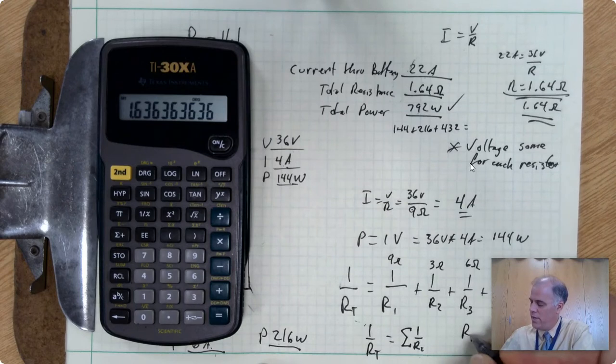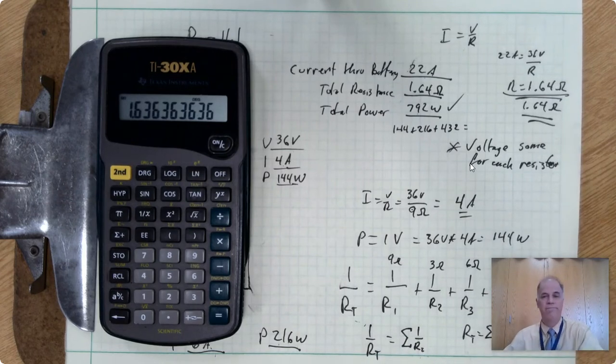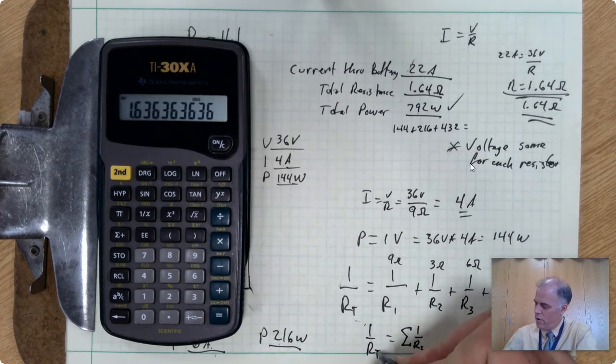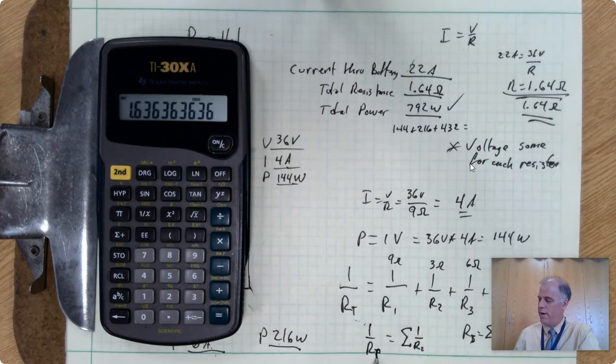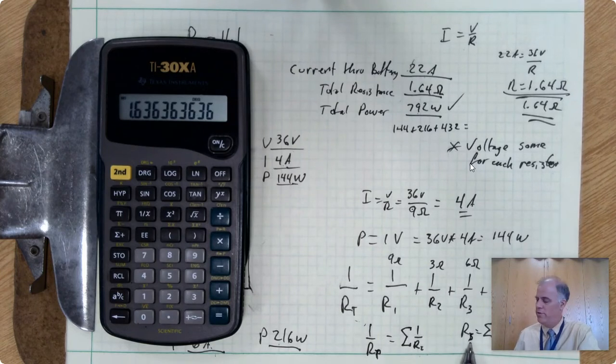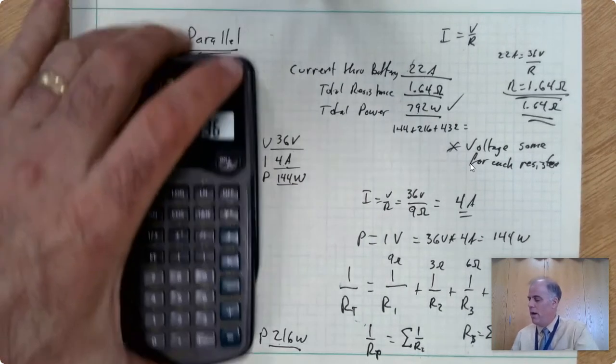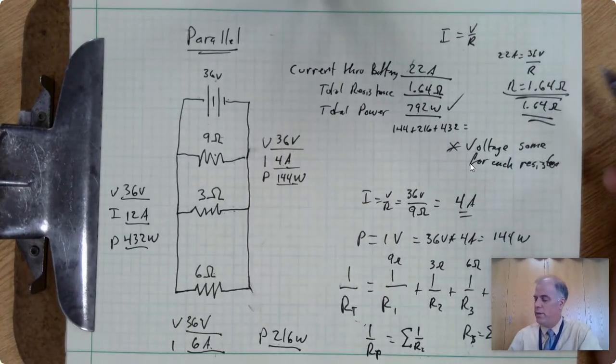For that one, RT is equal to the summation of the individual resistances. That's it. So for series, this is RS, and this is RP, actually. 1 over resistance in parallel is the summation of the inverse of the resistances, and resistance in series is the summation of the individual resistances. That's it, a useful thing.